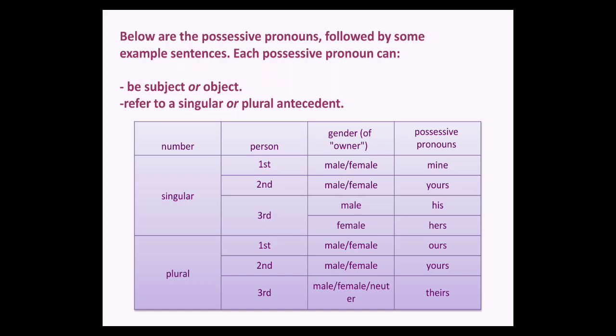Numbers, as usual, singular and plural. Person first, second, third, and gender of owner, male or female, and possessive pronouns. So first person singular, mine; second person singular, yours; third person singular, his for male and hers for female. Plural number, first person possessive pronoun, ours; second, yours; and third, theirs.